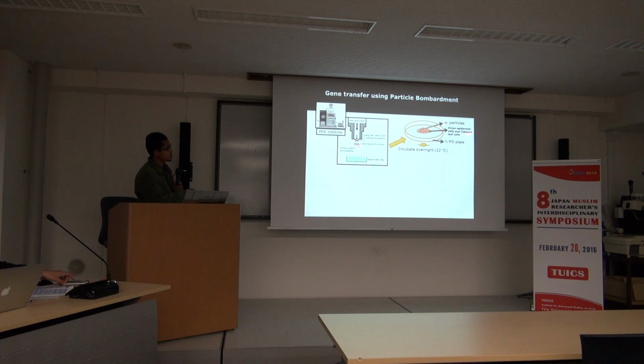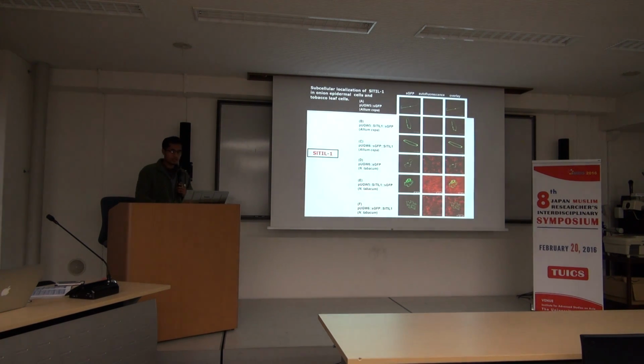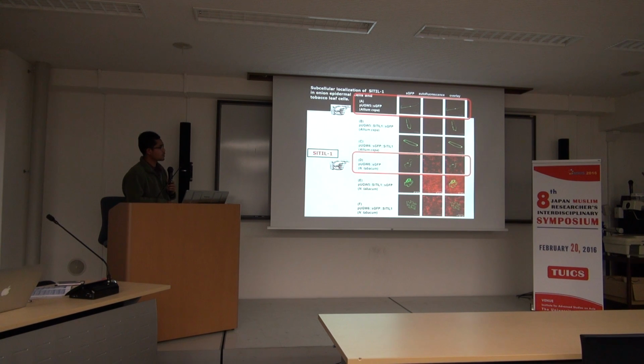So we check in onion and tobacco leaf cells, and then we observe them by confocal microscope. It actually looks very easy, but in practice it is very difficult. Our results show that this is the control GFP fusion protein: this protein is localized in the cytosol and the nucleus.